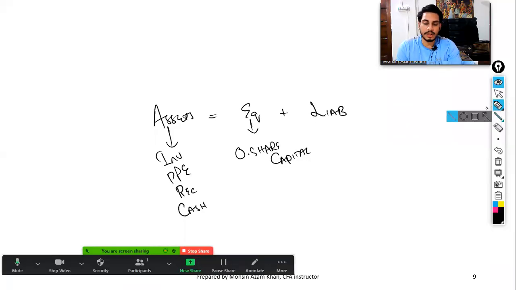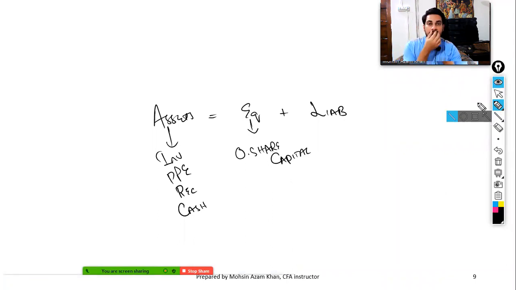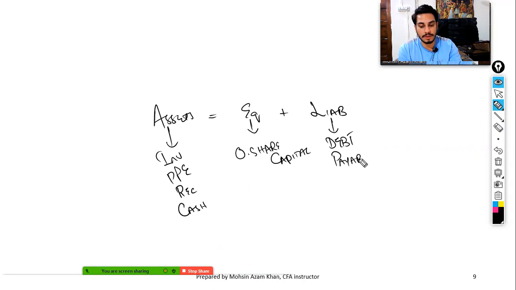Ordinary share capital is a part of equity, especially for companies. Companies issue their equity in terms of shares. In liabilities, we have debt. One of the biggest liabilities is payables, such as trade payables, note payables, bond payables, and many other liabilities. We'll understand that as we move on further. So remember that this equation needs to be in balance always.